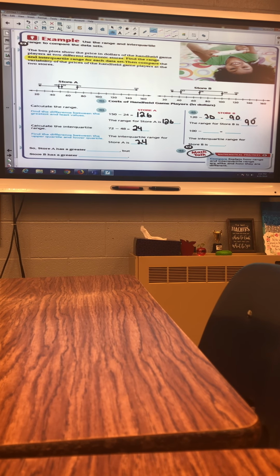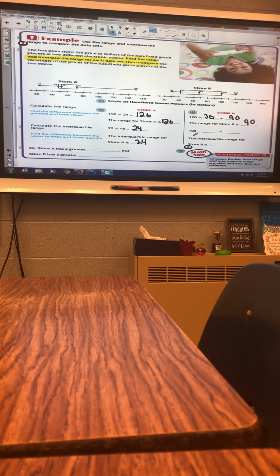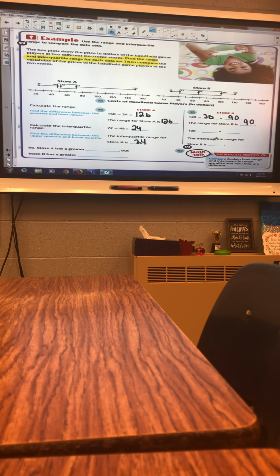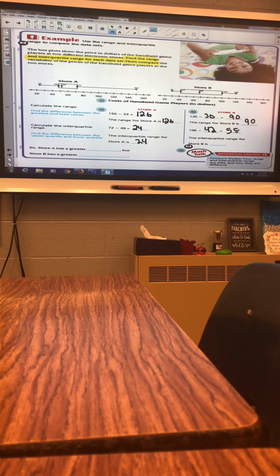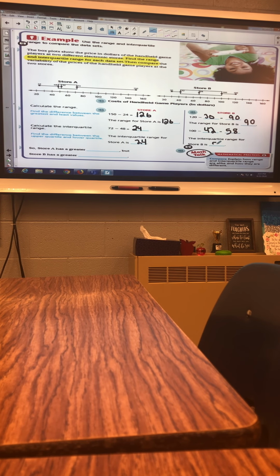Then our interquartile range, we have the upper quartile minus the lower quartile, which is 42. When you subtract those out, you get 58. So the interquartile range for store B is 58.